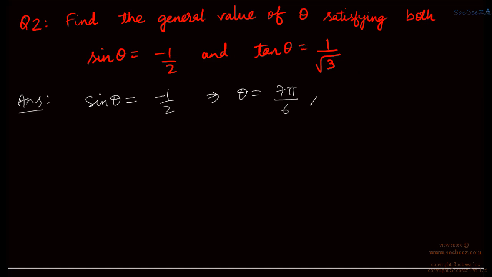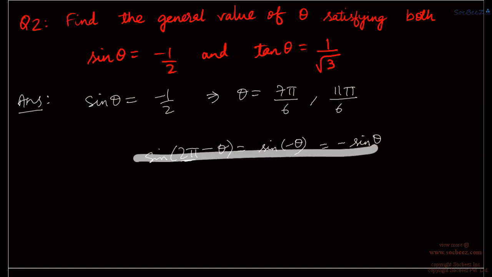The other possible solution is 11 pi by 6. Sine of 2 pi minus theta is sine of minus theta because this is a multiple of 2 pi. That is nothing but minus sine theta. So now, 11 pi by 6 is also one solution. Where is this now?